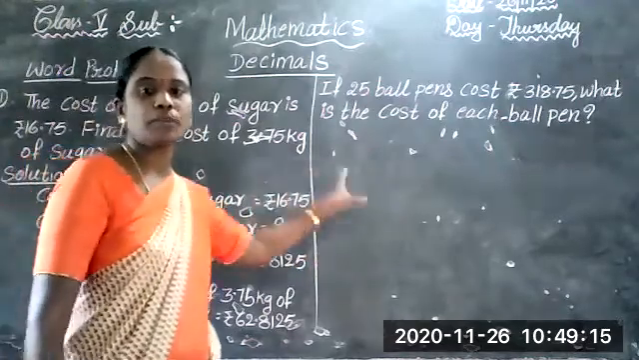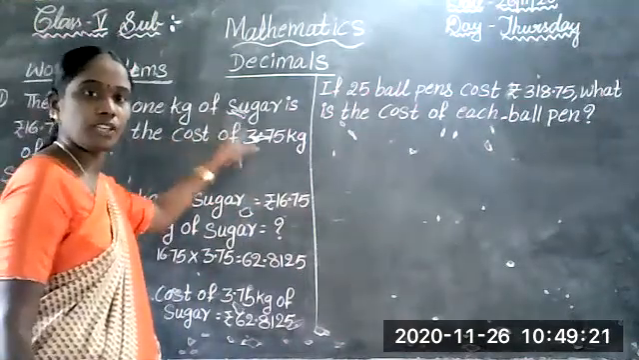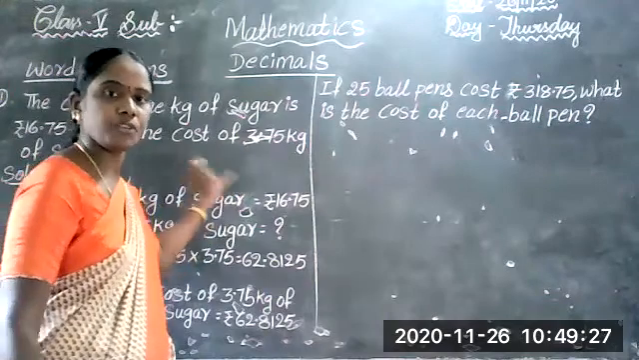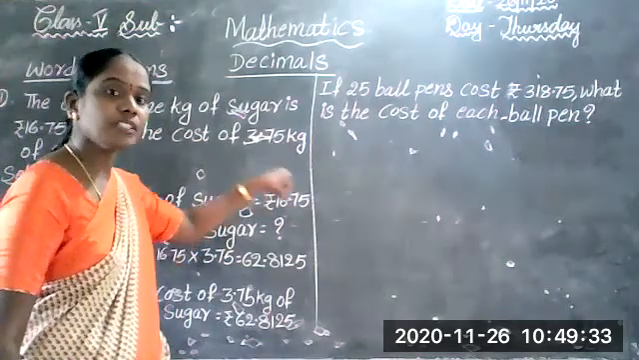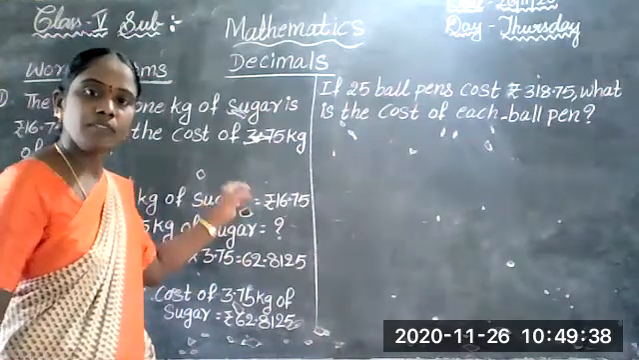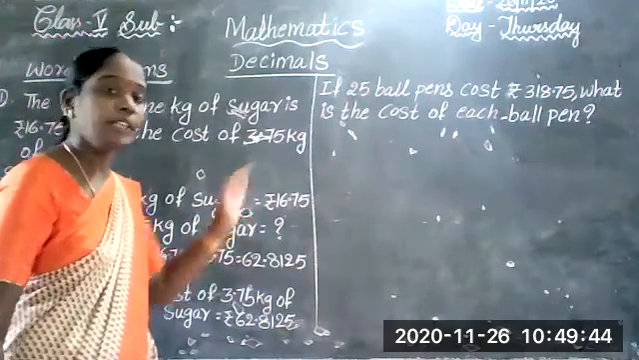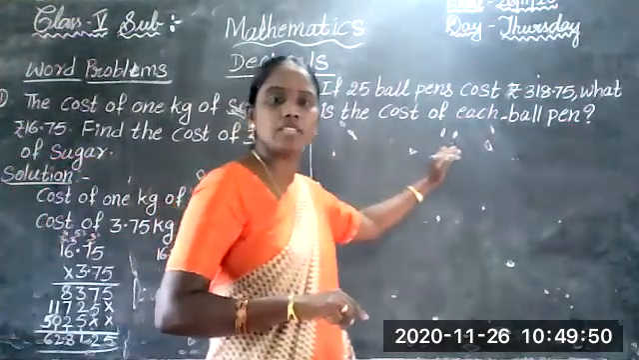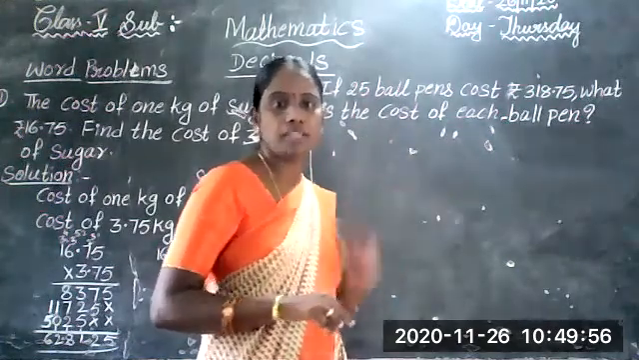Once you complete these two problems, here the cost of 1 kg of sugar is given. We have to find the sum of the cost, which means the cost of 3.75 kg of sugar is asked. In multiplication, the cost of one is given and the sum of the cost is found, so we do multiplication. But in division, the sum of the cost is given, which means the cost of 25 ball pens is given. Here we have to find out the cost of each ball pen, one ball pen.